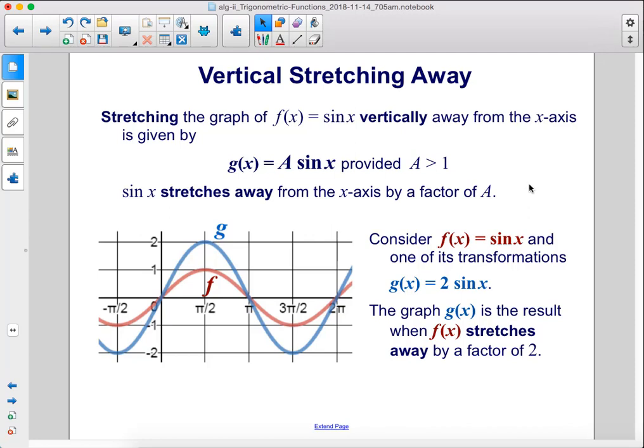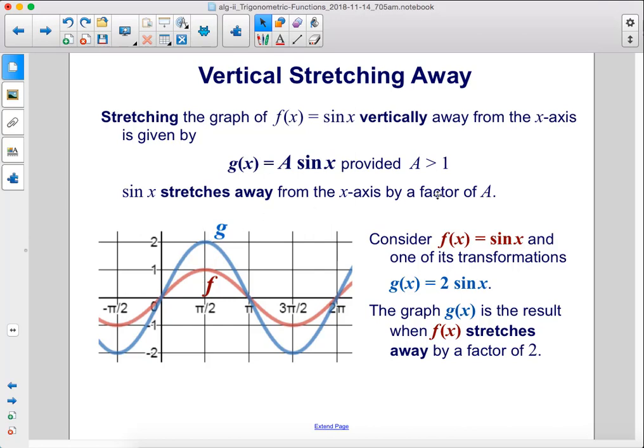Stretching the graph of f of x equals sine x vertically away from the x-axis is given by g of x equals a times sine x, provided that a is greater than 1. Sine x stretches away from the x-axis by a factor of a. Consider f of x equals sine x, here in red, and one of its transformations, in blue, g of x equals 2 sine x.